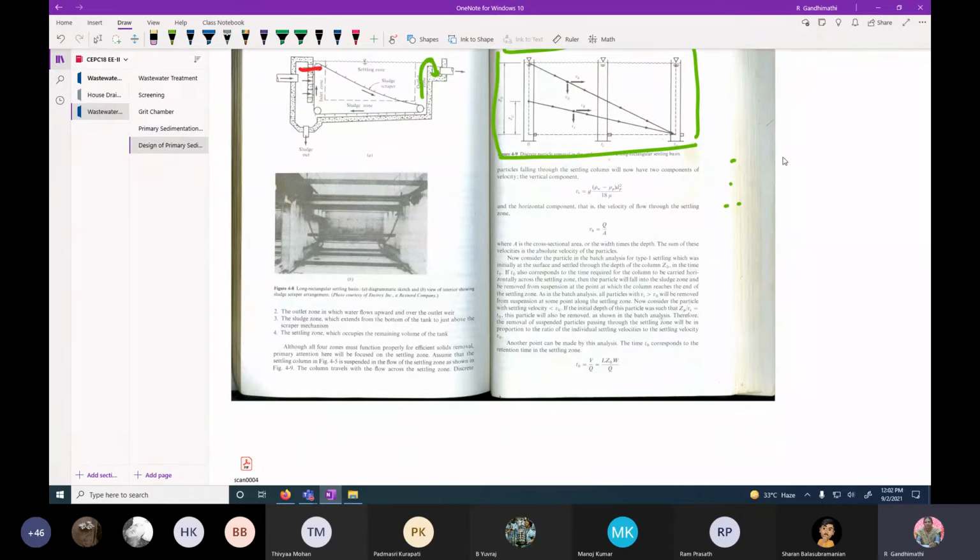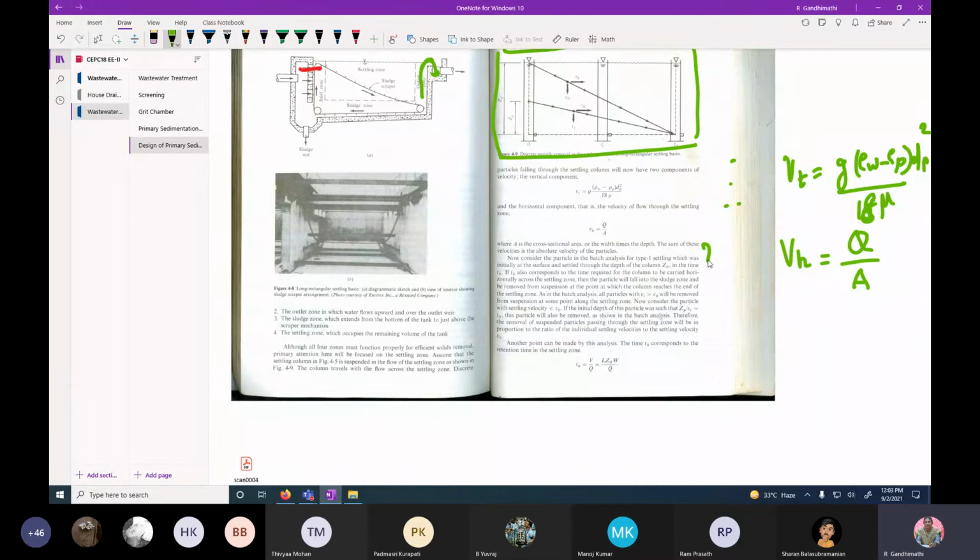Now, in the continuous process or in the real treatment systems, the particle in the settling zone may be subjected to two components. One is the terminal settling velocity. Another one is the horizontal flow velocity, or velocity of flow through the settling zone. As you all know, terminal settling velocity is related to the particle, that is equal to g into (rho w minus rho p) into dp square divided by 18 mu. Then the horizontal velocity, vh, is related to the flow, that is equal to Q divided by A, where A is the cross sectional area of the chamber. Then the sum of these velocities is the absolute velocity of the particle. By adding the terminal settling velocity and the horizontal flow velocity, we get the absolute velocity of the particle.